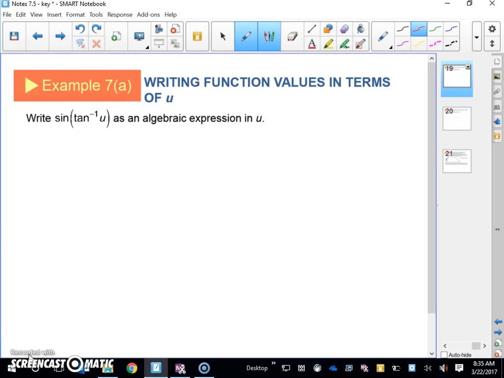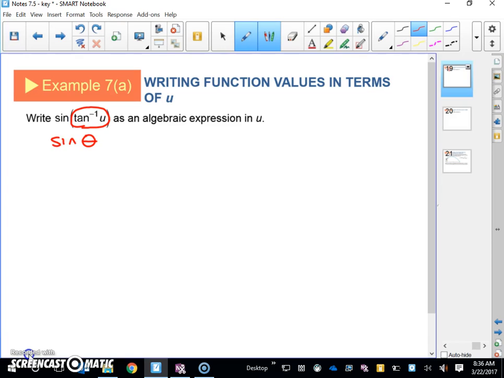Example 7a, we're writing a function in terms of u. This one's going to seem harder, I think, because there aren't any numbers. But it could be easier because there aren't any numbers. It's just going to depend on your attitude, I suppose. But again, we look at this and understand that that's an angle. Okay, so you can call that a or theta or whatever.